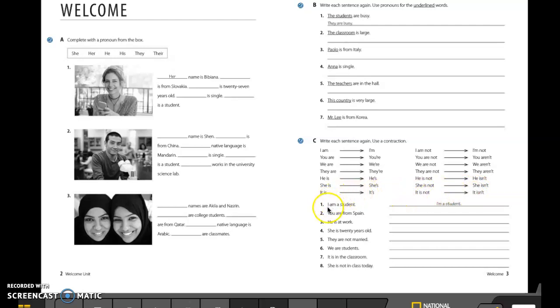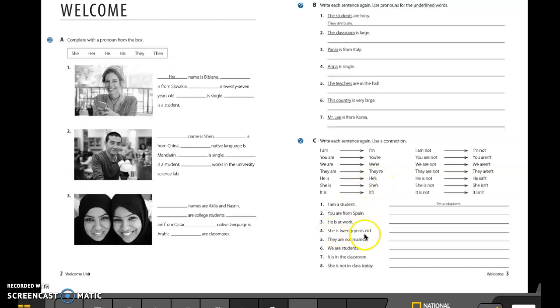And here's a nice example. I am a student. We can say, I'm a student. You are from Spain. What's the contraction here? You're from Spain. And there's the spelling: Y-O-U apostrophe R-E. He is at work. What's the contraction? He's at work. And here's the spelling, H-E apostrophe S.